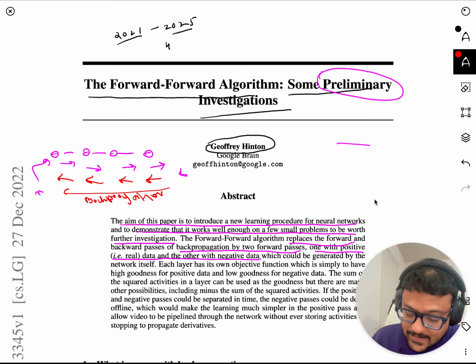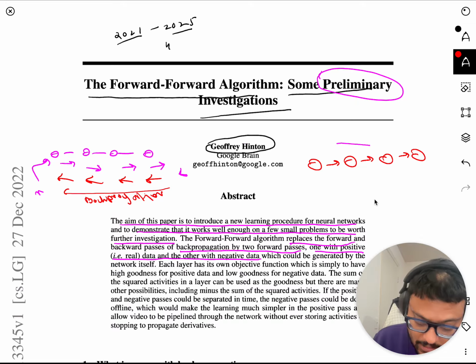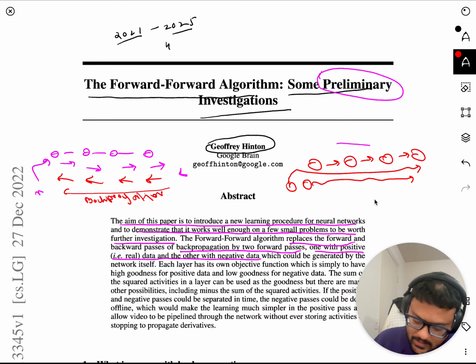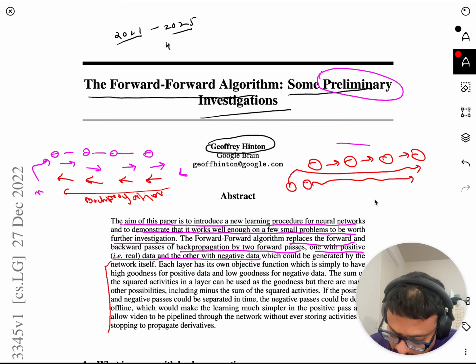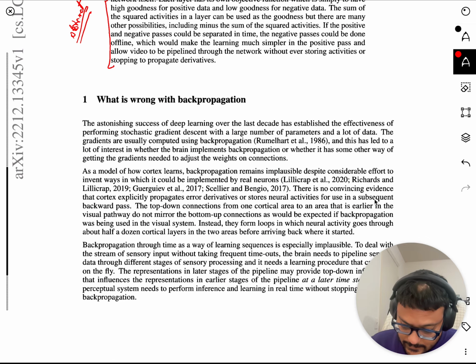So what he's saying is that in backpropagation there is one forward pass and one backward pass. Instead, in the forward-forward algorithm, you have a neural network and some data, and you do two passes through the network in order to do the learning, and somehow it works. Let's try to understand how it works. This whole part is the abstract, and that's not really important. So let's first try to understand the core intuition and how this algorithm works.